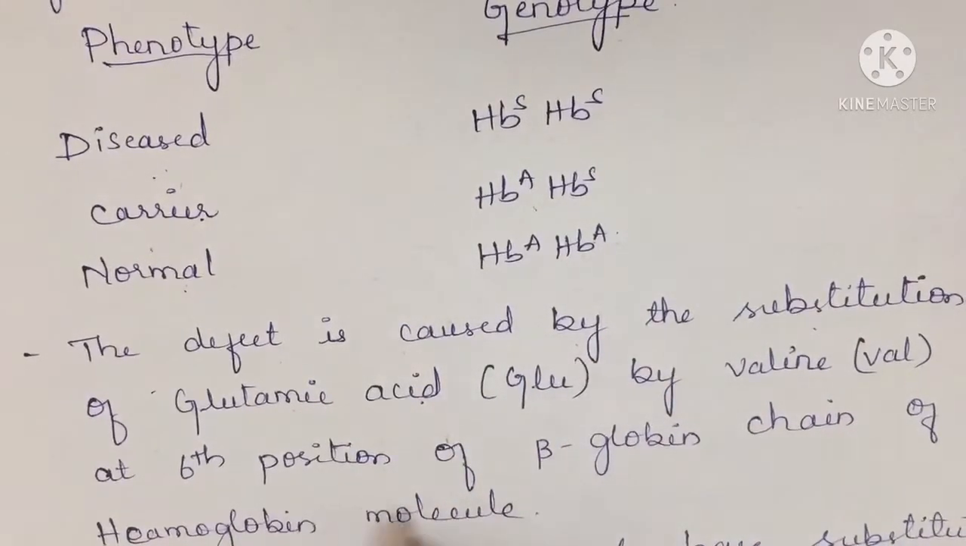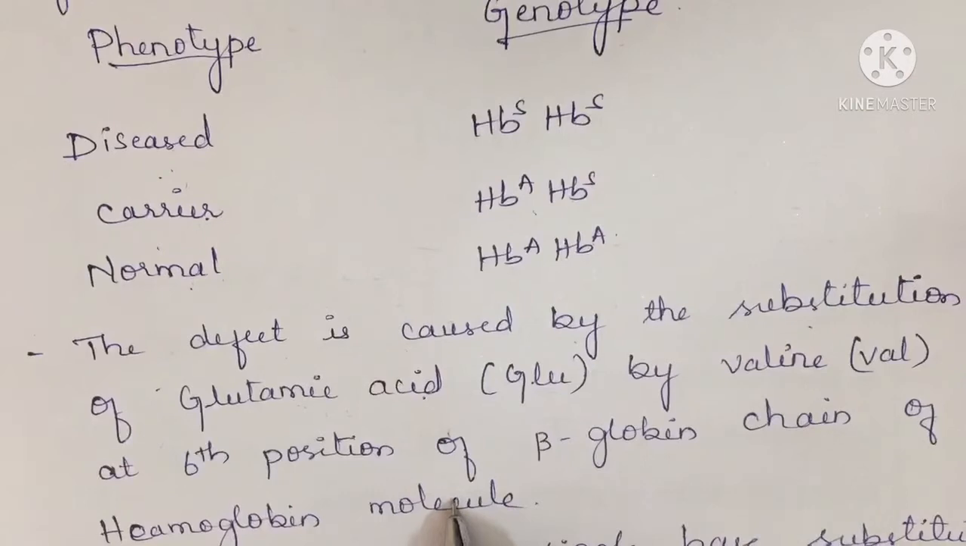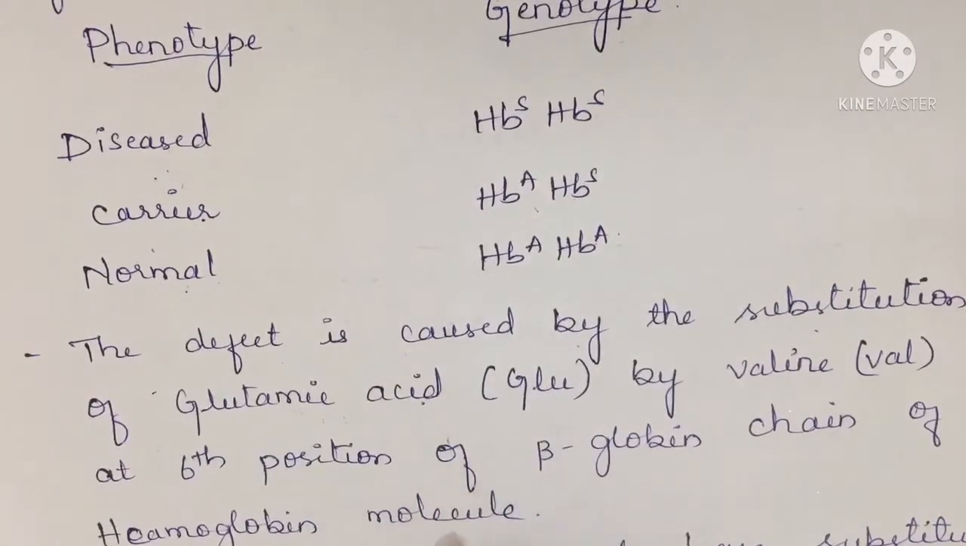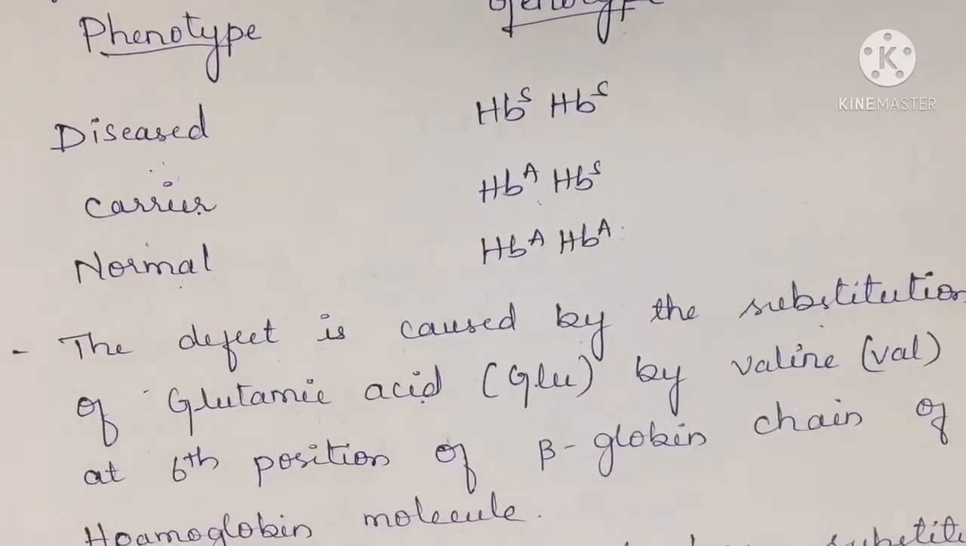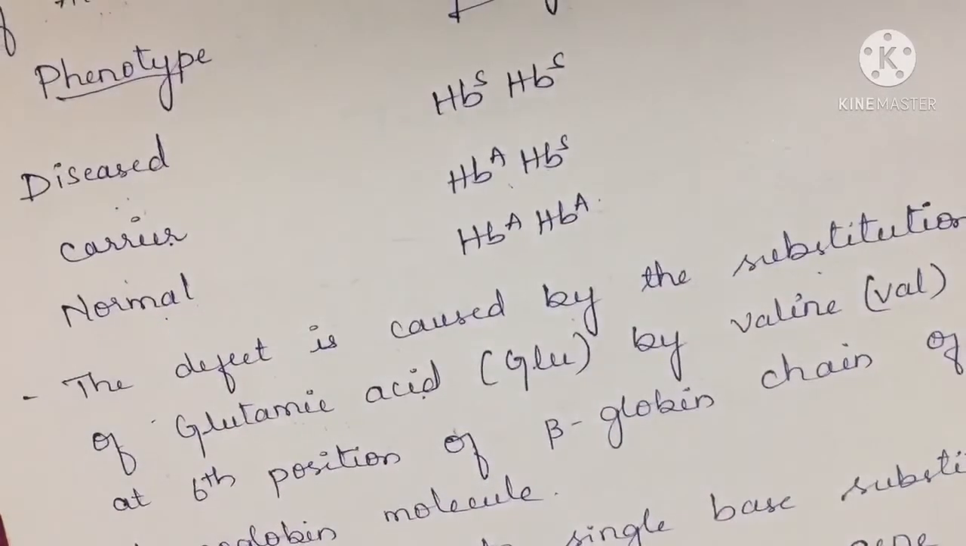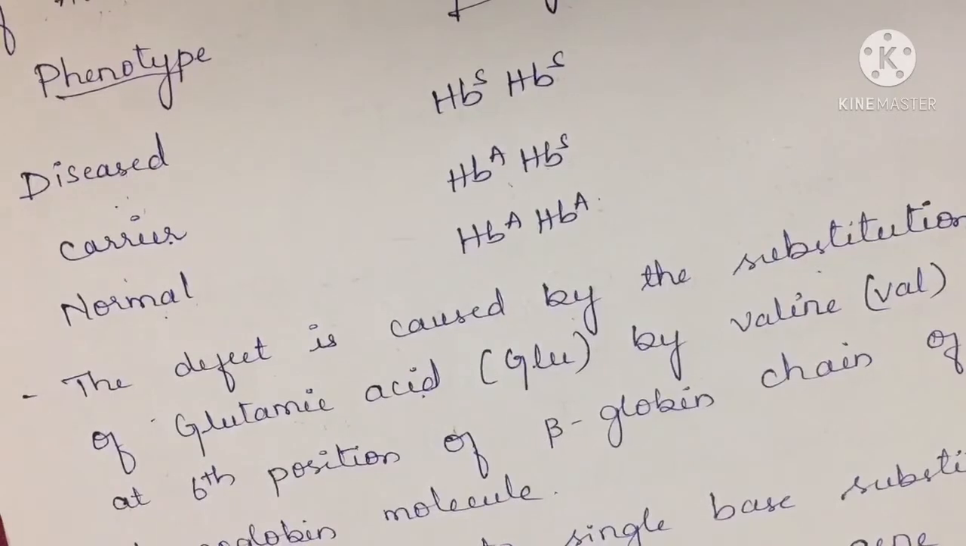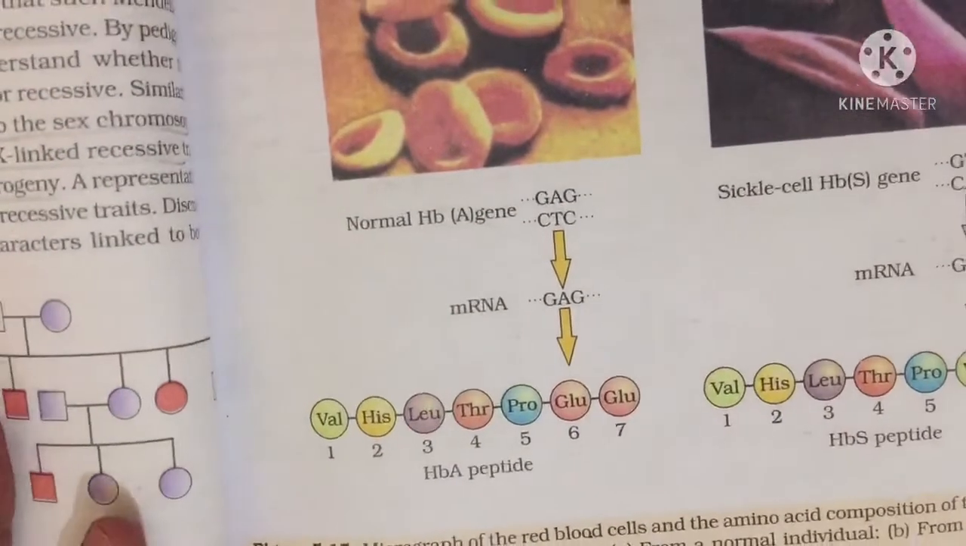Now the hemoglobin molecule has an alpha chain and a beta chain. Now in the beta chain, I will show you that in the textbook. In the textbook you will find it very clearly. Okay, it has been shown here.